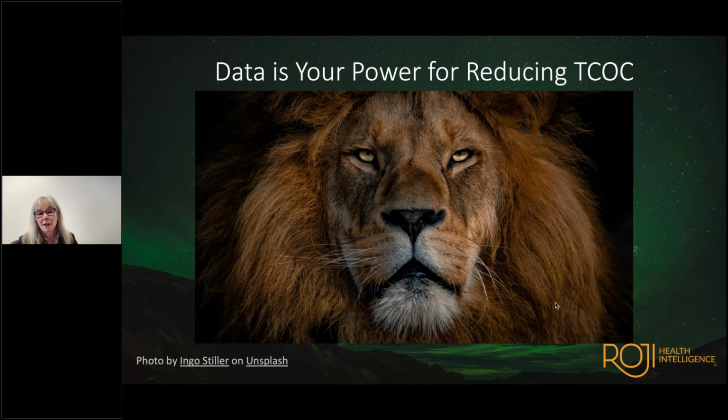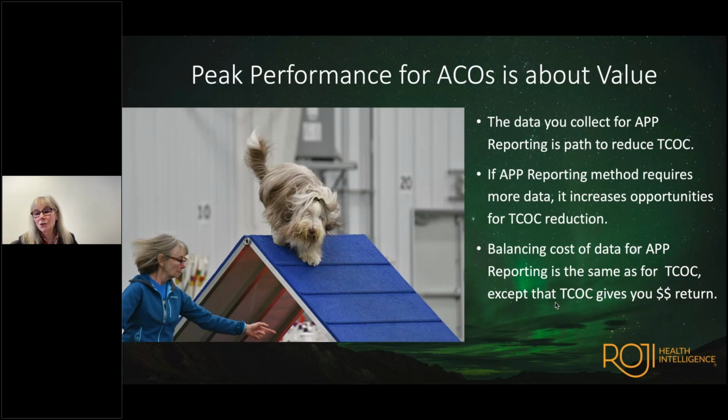The peak performance for ACOs is about value. So the data you're collecting for the APP reporting needs to also do some double duty here. It needs to do work. You don't want to have a one-off expensive process to collect APP reporting data and not use it for total cost of care. So if your APP reporting method requires more data, it just increases your opportunities for total cost of care reduction. But balancing that for you should be a doable process.